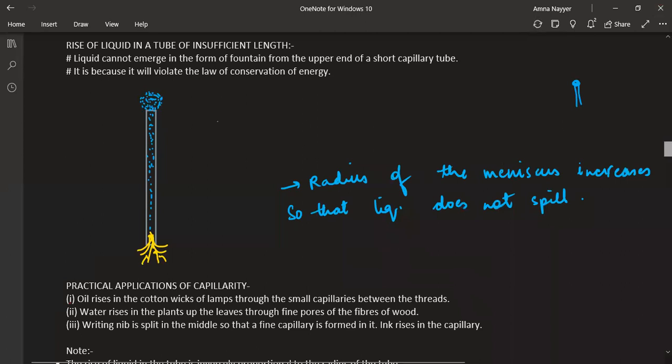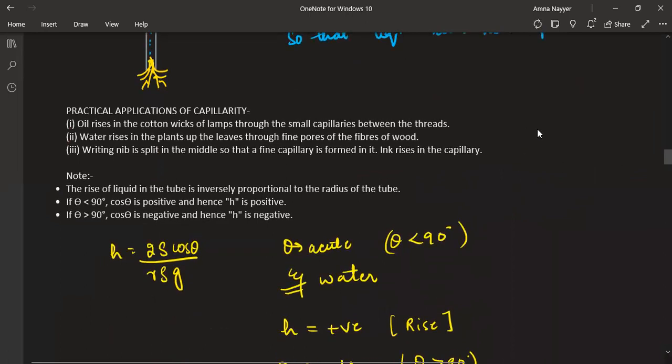Then you have practical applications of capillarity. Like when you use lamps, cotton wicks are placed. So oil rises in cotton wicks only. You have lamps, and in the lamp, you keep a cotton wick. So all the oil goes up the cotton wick through capillarity only. Or the example which I gave you of xylem, that it absorbs water in the stem. It takes up all the water. Because of the capillary action of the stem, it takes up all the water.